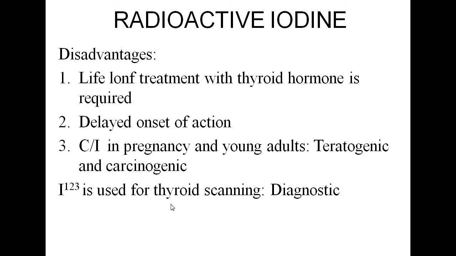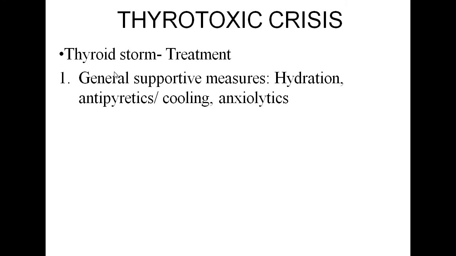Iodine 132 isotope is used for diagnostic purposes. Now coming to thyrotoxic crisis or thyroid storm. This is a rare but serious medical emergency. The treatment consists of general supportive measures and specific treatment. General supportive measures: maintain hydration with IV fluids, maintain fluid and electrolyte balance. Because the body temperature is going to be increased, antipyretics like paracetamol can be used, or external cooling with alcohol sponging, and anxiolytics like diazepam need to be used.